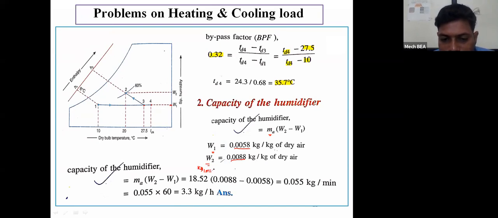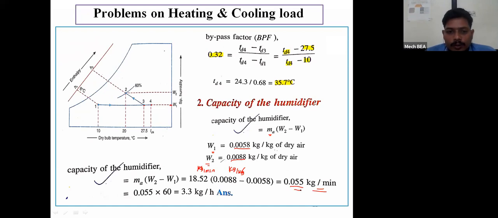And here, whatever specific humidity difference is there, that is in terms of kg per kg of dry air. So here kg and this kg of dry air will get cancelled and I will get the answer in terms of kg per minute. By putting these values, I will get the capacity of the humidifier. That capacity of humidifier is nothing but 0.055 kg per minute.